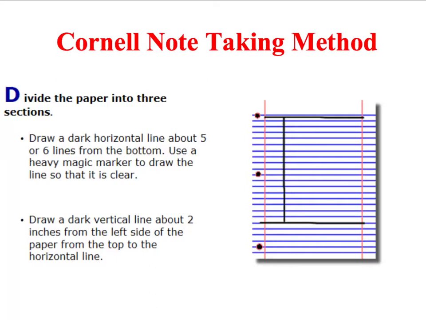And we're expecting you to use a particular note-taking method that we feel is very useful. And it's called the Cornell note-taking method. What you need to do for this particular method is divide the paper into 3 sections. The easiest way of doing this is to draw an off-center eye, like the one that you can see on the screen, on your paper.